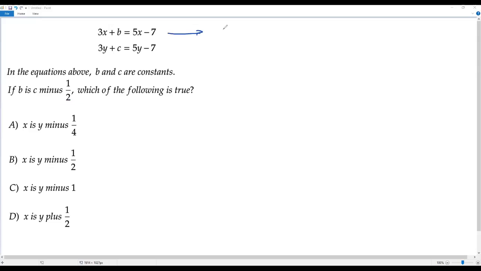Let me do it. So then we get 3x positive. Instead of b, I'm writing c minus 1 over 2. That is c minus 1 by 2 is equal to 5x negative 7. Okay, now I'm going to multiply both sides of the second equation by negative 1, because then this positive c will become negative c. I'll be able to get rid of c so that I can solve for x in terms of y, because in each option it has been solved for x in terms of y. Okay, now our aim is to solve for x in terms of y.